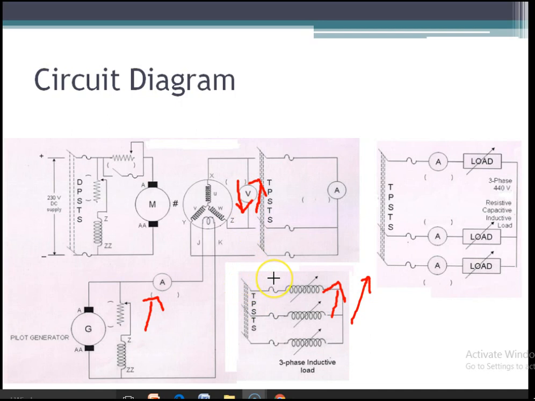Now open the TPST switch. Measure IF, IL and the new value. Repeat this process for 5 or 6 readings. That is sufficient to do the experiment.